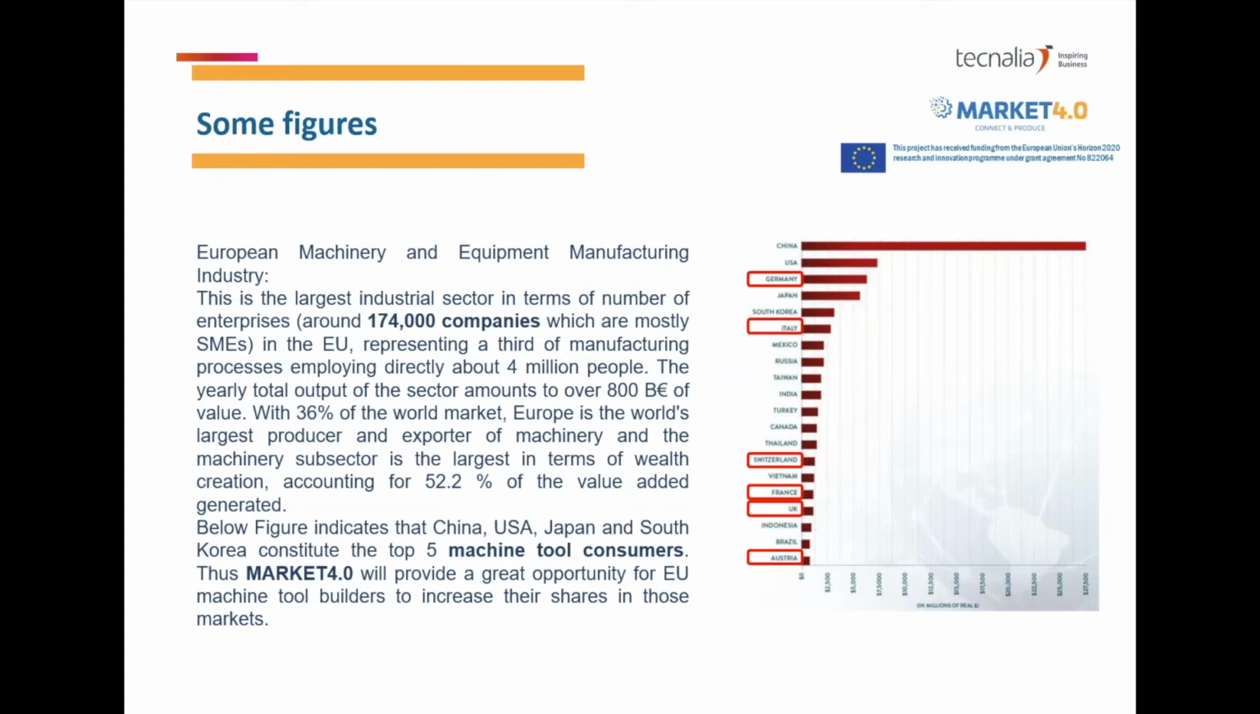Today there are 174,000 companies in Europe manufacturing equipment, employing around 4 million people. But as you can see on the right-hand side figure, most of the customers are out of Europe, in China, USA, Japan, South Korea, etc. This is a market that is very difficult for the SMEs. Either they can settle themselves in those countries, or they have to try to do some internet marketing.